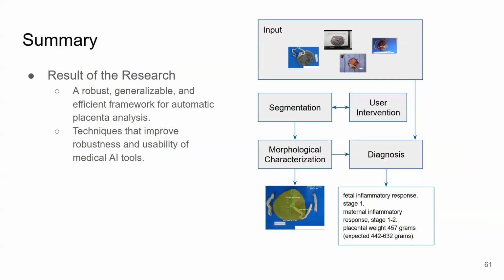So finally, in summary, we discussed the entire pipeline of what we want to do, and each component is summarized in the previous slides. The result is a robust, generalizable, and efficient framework. As one model, we just need to train one encoder, and we can perform all kinds of tasks. And along the way, we also have techniques that will improve the robustness and the usability of medical AI in general.